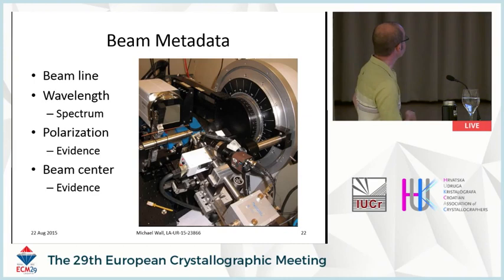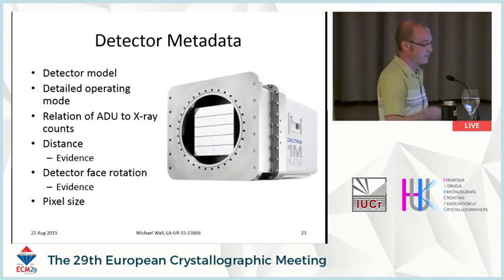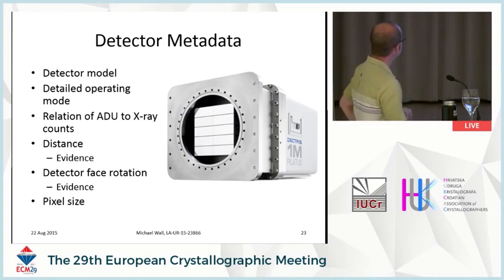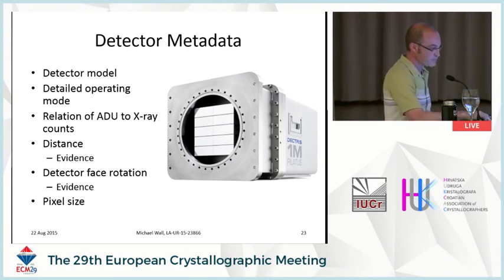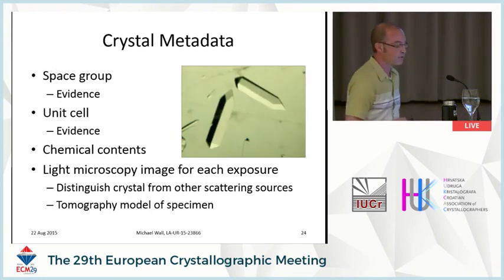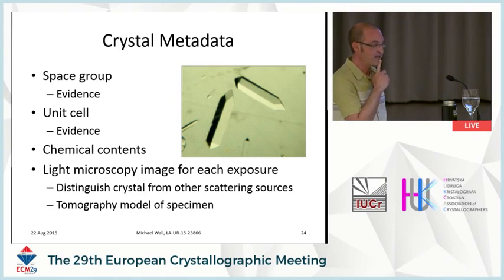The beam metadata, I think, are basically very similar to what Lois has already presented, and I don't have a lot to add except that the polarization is a very important aspect for these studies. I think Lois already mentioned the relation of the ADUs to the X-ray counts, and that's also very important for the diffuse scattering. I think where maybe I have the most to add here is in looking at what's needed for the crystal.